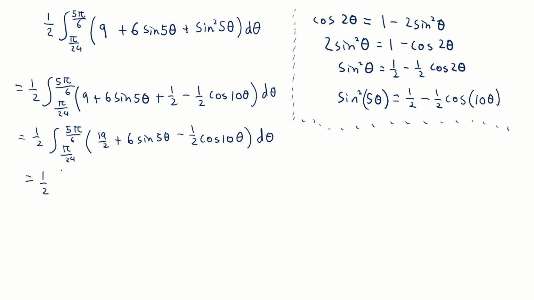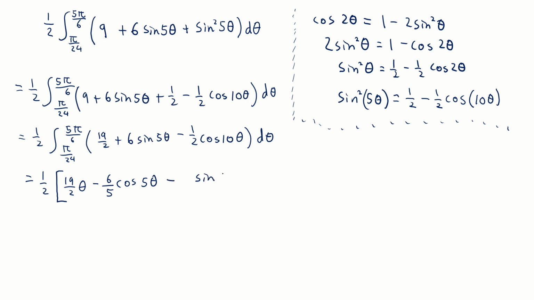So keeping the half out the front, I've been writing it every time because if you get lazy and go, oh, I'll remember it later, you rarely do. But anyway, 19 over 2 would integrate to 19 over 2 lots of theta. The sine, watch out, that would integrate to a minus cos of 5 theta, but then there was a 6 in front, but because there's a 5 in front of the theta, we've got to divide by 5. And then minus cos will integrate to minus sine.